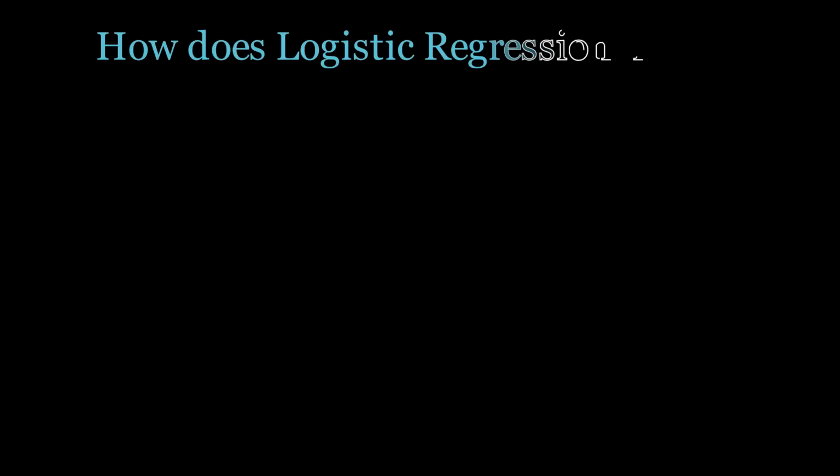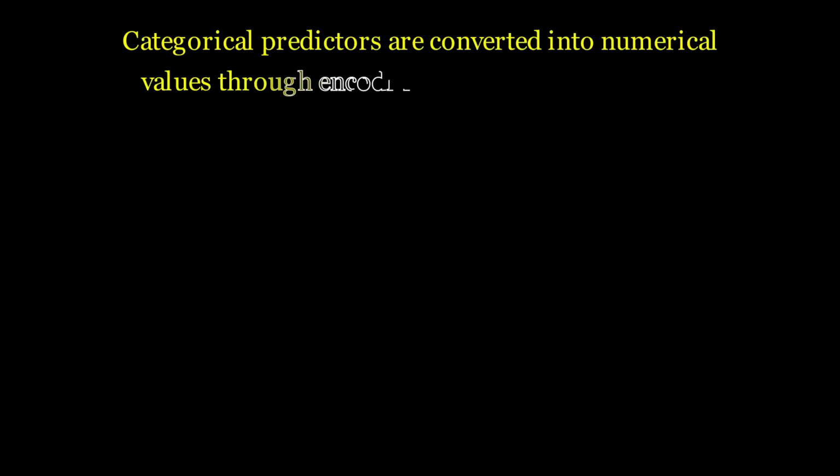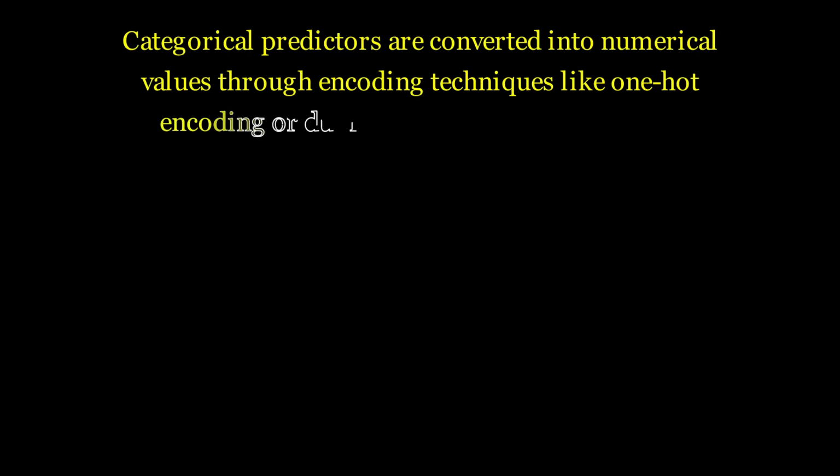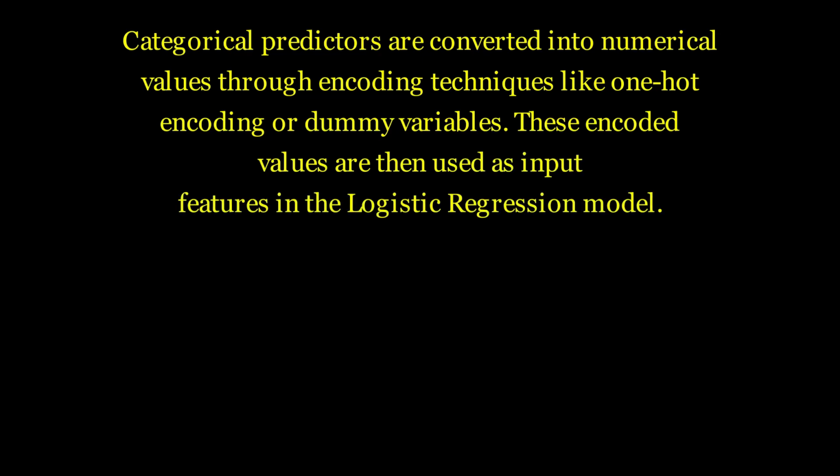How does logistic regression handle categorical predictors? Categorical predictors are converted into numerical values through encoding techniques like one-hot encoding or dummy variables. These encoded values are then used as input features in the logistic regression model.